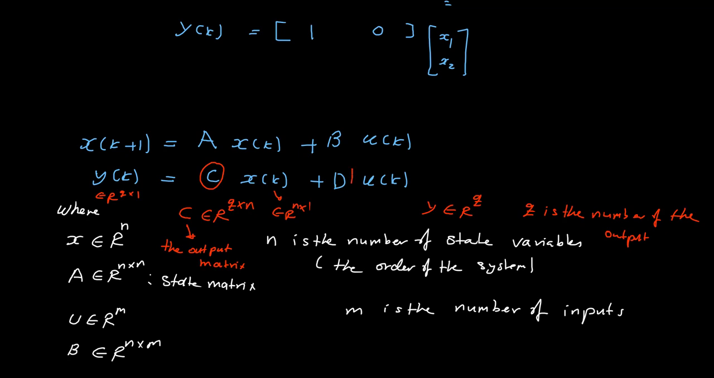Now D will be an element of R^(Q by m), and it's called the direct input matrix. Why do we call it direct input? Because we are directly connecting the input to the output.